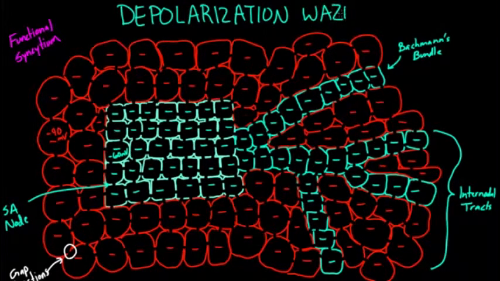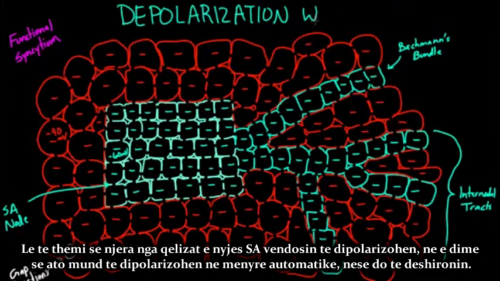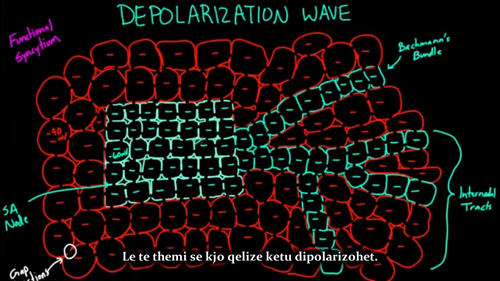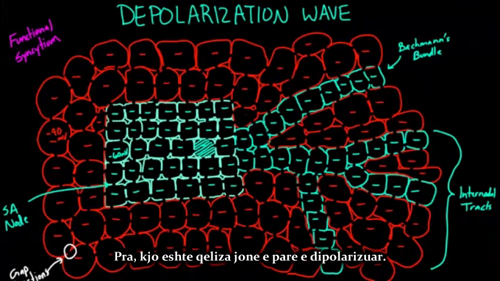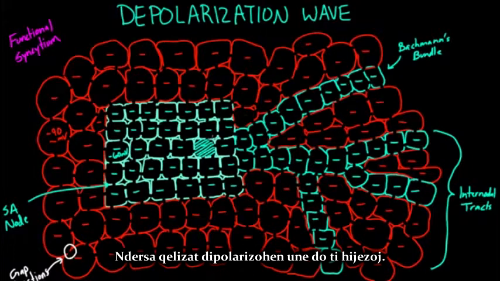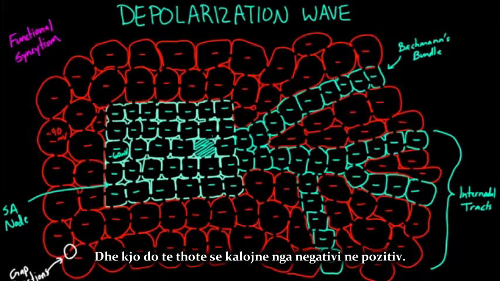So now let's say that one of our SA node cells decides to depolarize. And we know that they can automatically depolarize if they want to. So let's say that this cell over here depolarizes. This is our first cell depolarizing, and I'm going to shade in the cells as they depolarize. We know that that means that they go from negative to positive.